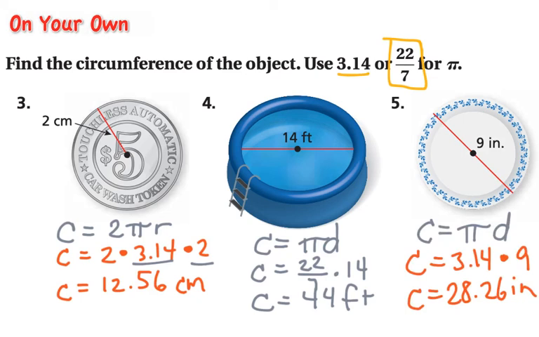Lastly, for number 5, I again used the formula C equals pi times d for diameter because our image did show us a diameter of 9 inches. But this time I used 3.14 for pi because 9 is not a multiple of 7, so I did not need to use the fraction. Then I went ahead and multiplied 3.14 times 9, and I found out that the circumference should be about 28.26 inches.